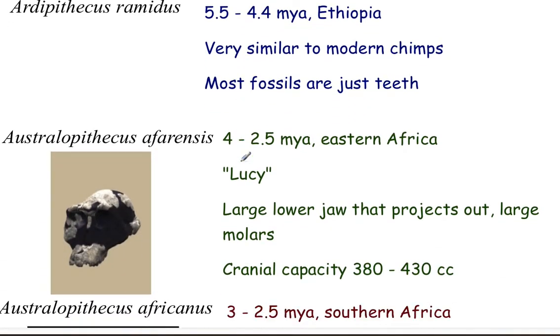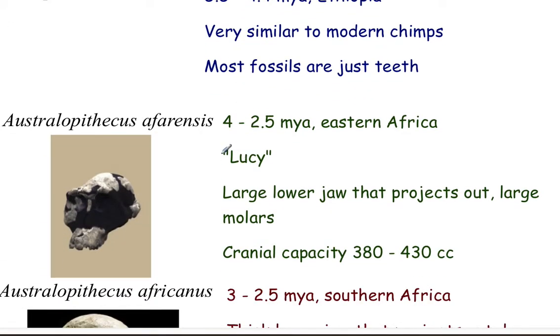Okay? The next species is Australopithecus afarensis. So this hominid species existed between 4 and 2.5 million years ago, mostly found in Eastern Africa. This is the Lucy species that has been found in recent years. Defining traits, it has a larger lower jaw, which is missing in this fossil, but it does have a jaw and mouth that kind of projects outwards, and then it does have large molars, and it has a relatively small cranial capacity between 380 and 430 cubic centimeters.